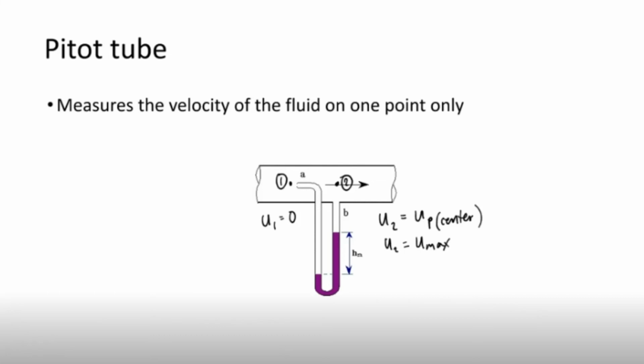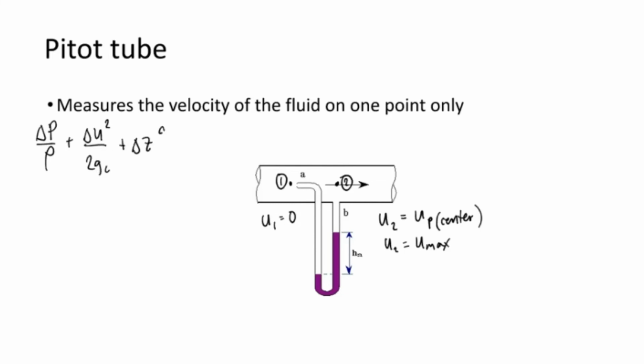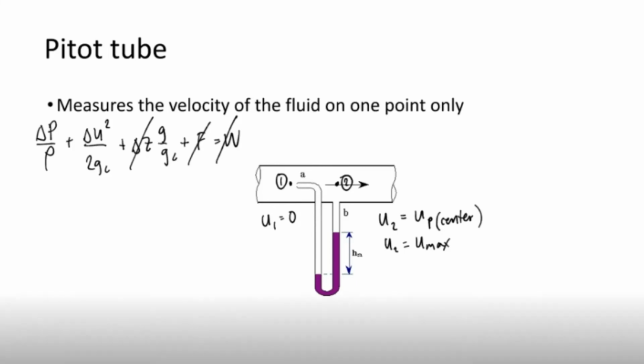For this derivation, again, we start with the mechanical energy balance equation. That's delta P over rho plus delta U squared over 2gc plus delta Z g over gc plus F is equal to W. Again, we can cancel W because a pump is not involved between points 1 and 2. We can also cancel F, the contribution of friction, and we can just add that later with our coefficient of the Pitot tube. We can also cancel delta Z because there is no change in elevation between points 1 and 2.